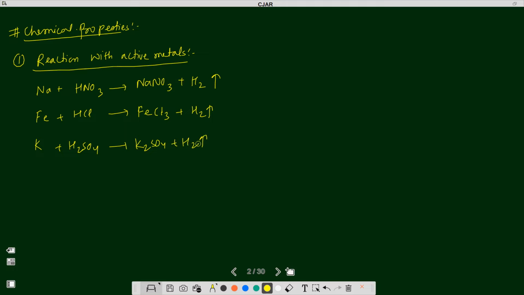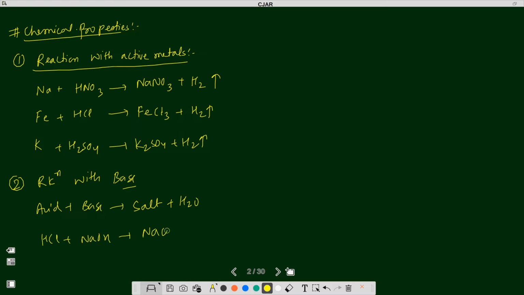Now, the second one is reaction with base. How does acid react with base? When acid reacts with base, it forms salt along with water. For example, acid HCl plus base NaOH will form NaCl plus H2O. This reaction is also known as a neutralization reaction. Understood?